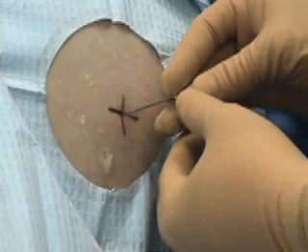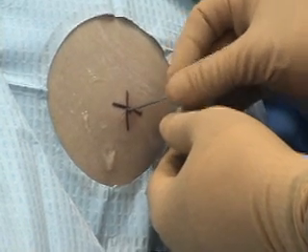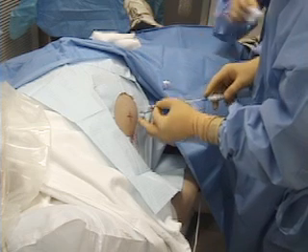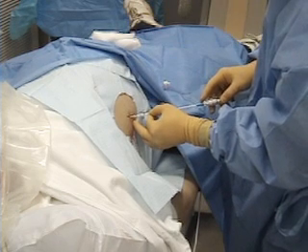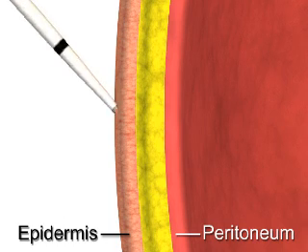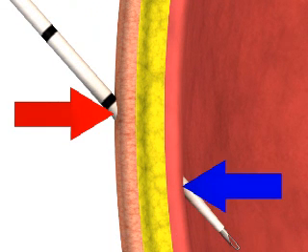Begin by making a small puncture in the skin with either a scalpel or large gauge needle to facilitate advancement of the paracentesis catheter. Next, advance the catheter through the epidermis. In this video, we will demonstrate an angular entry technique in which the cutaneous site of insertion does not directly overlie the site of penetration into the peritoneal cavity.